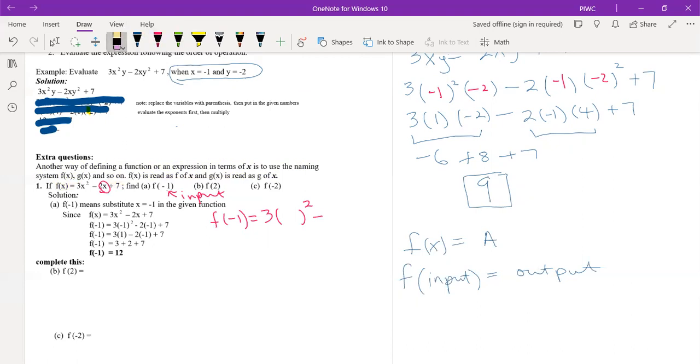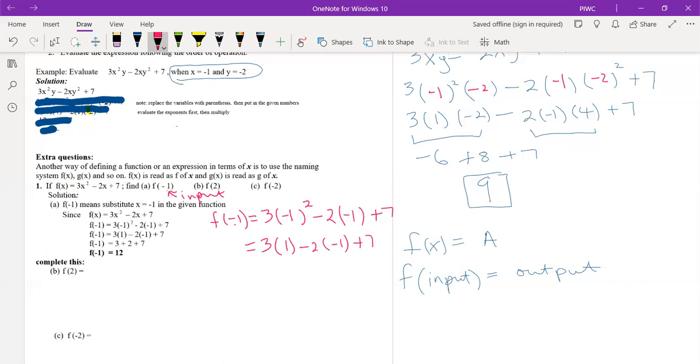So let's rewrite that out. So what I have is 2 times whatever the input is, and then plus 7. Okay, and what's the input? The input is a -1, so it's -1 for the x. Okay, replacing the x with the -1, and then you evaluate. So now focus is just on the right side of the equation here. So deal with exponents. 3 times -1 squared is 1, minus 2 times -1 plus 7.